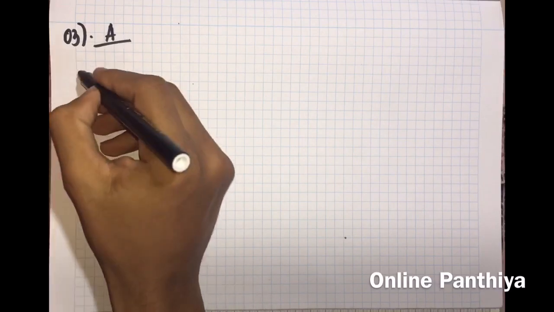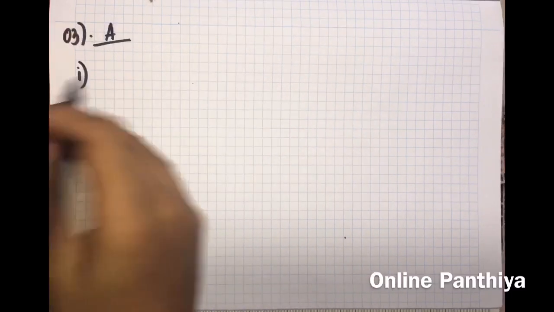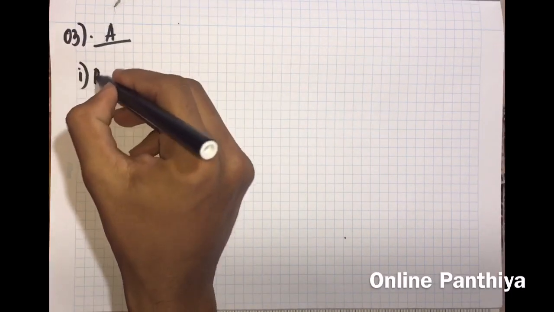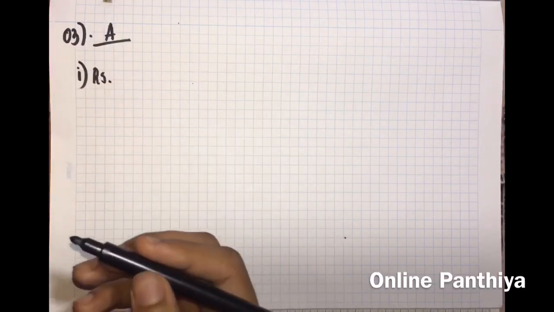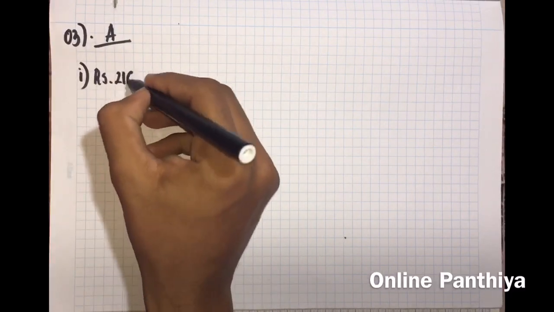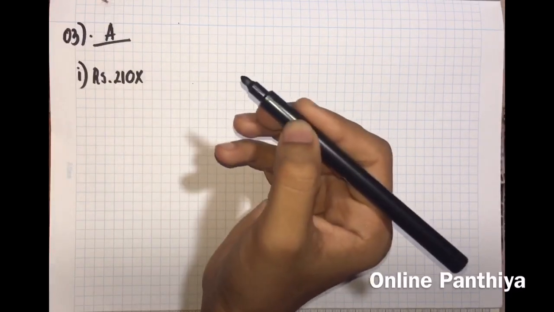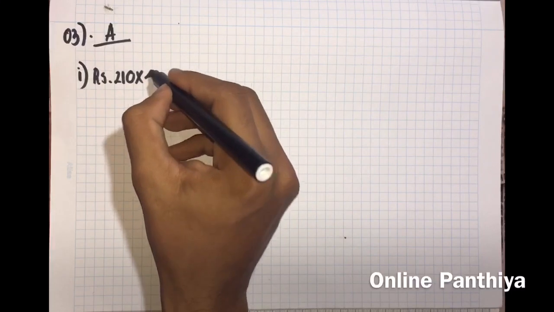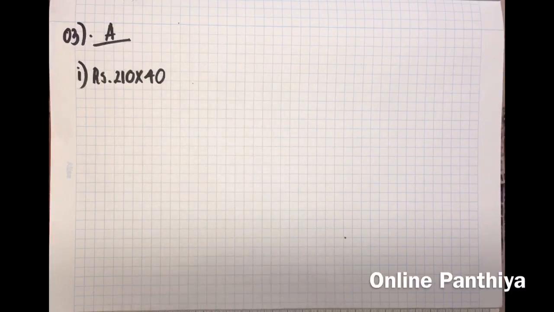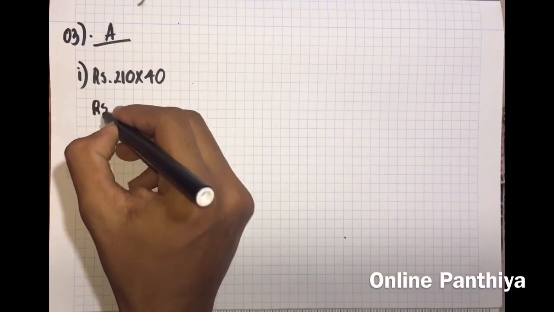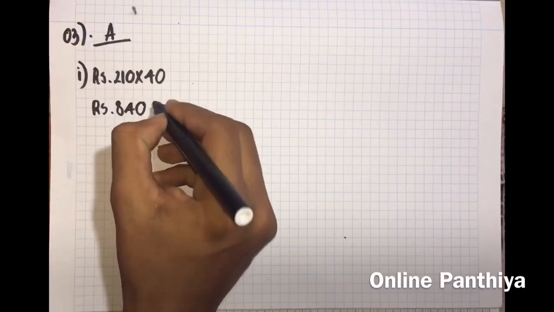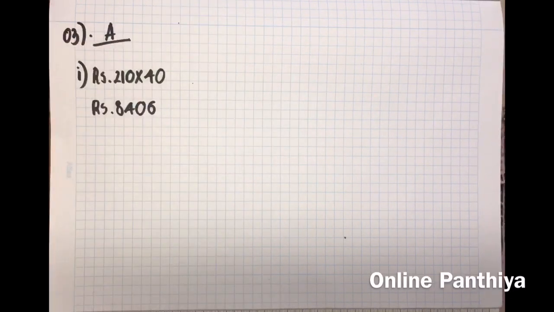Okay, so Roman number 1 requires us to find the total amount Varuna received by selling 40 shares of a company. Isn't it easy? Yes. So you have to multiply how much is one share. It says 210. So you have to multiply 210 by altogether how many shares? He had sold 40 shares. Therefore, when you multiply, the answer you get is 8,400. I hope this part is clear.